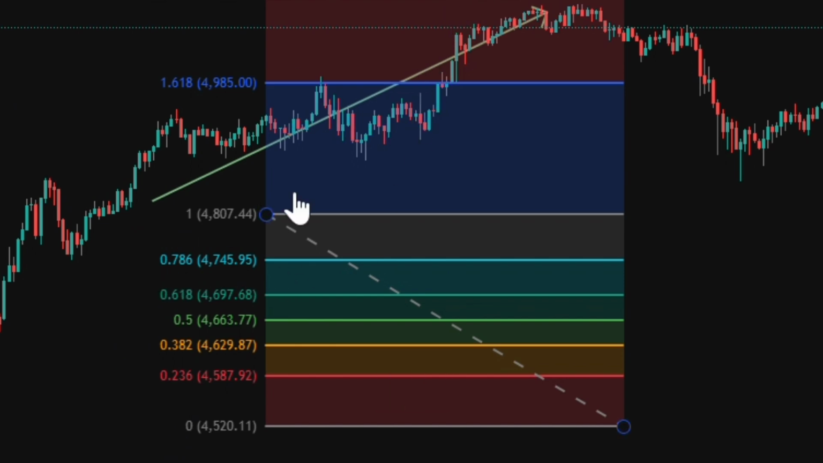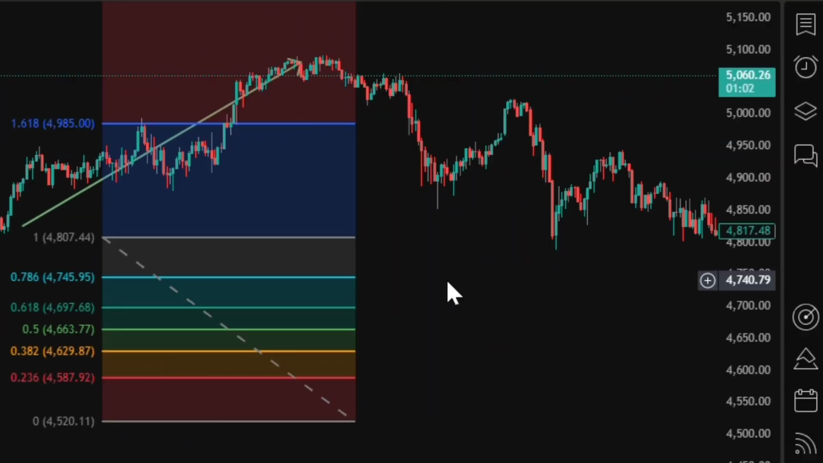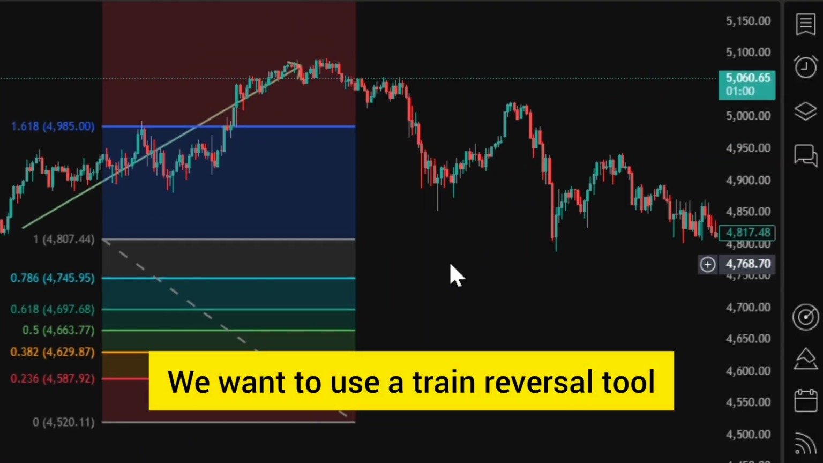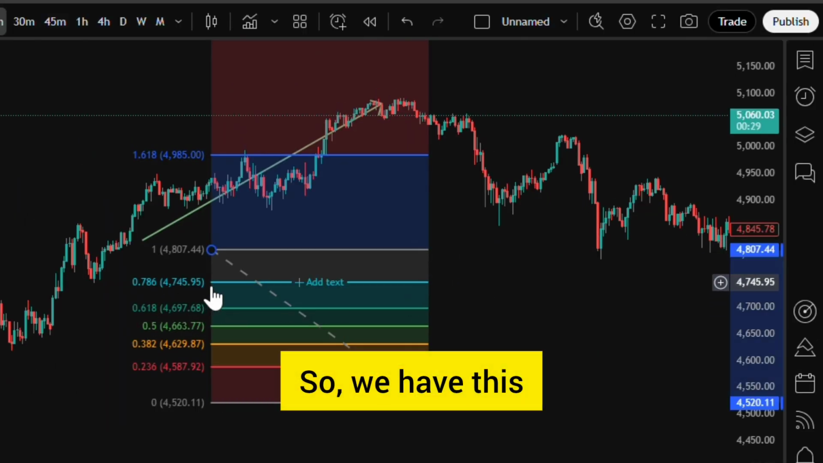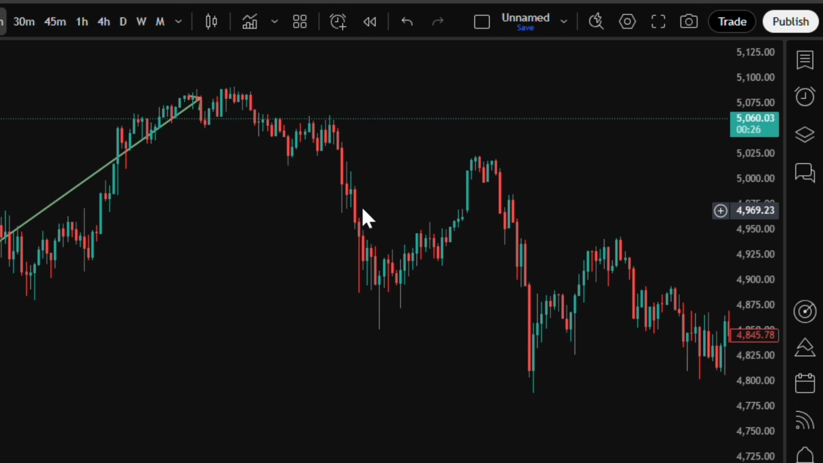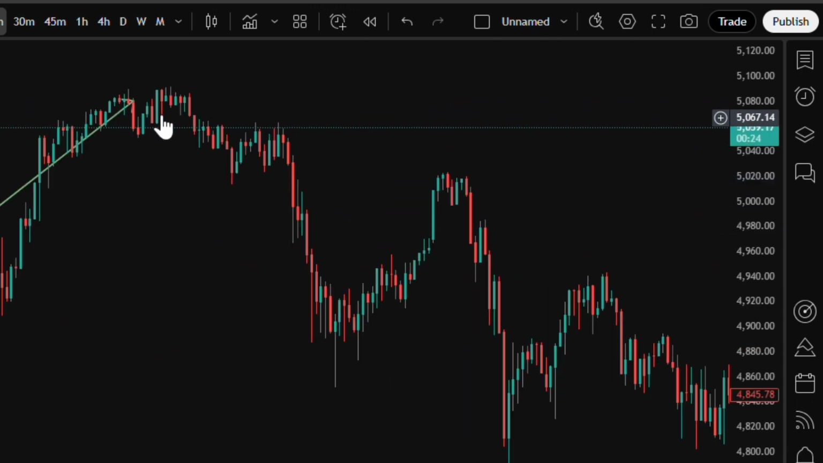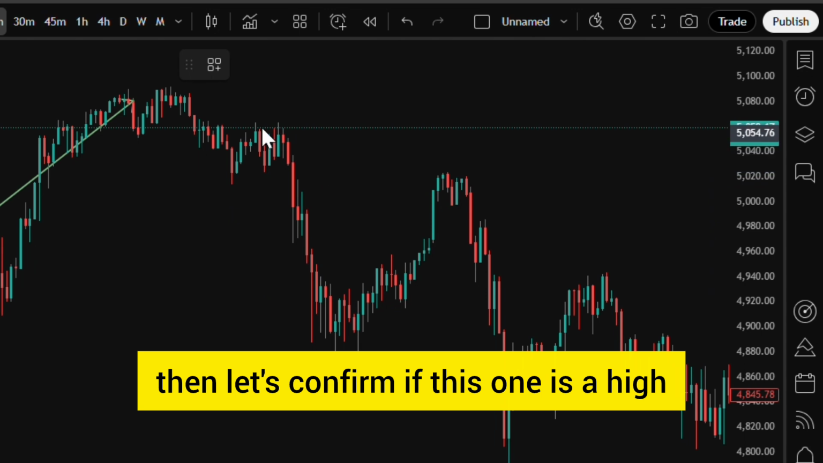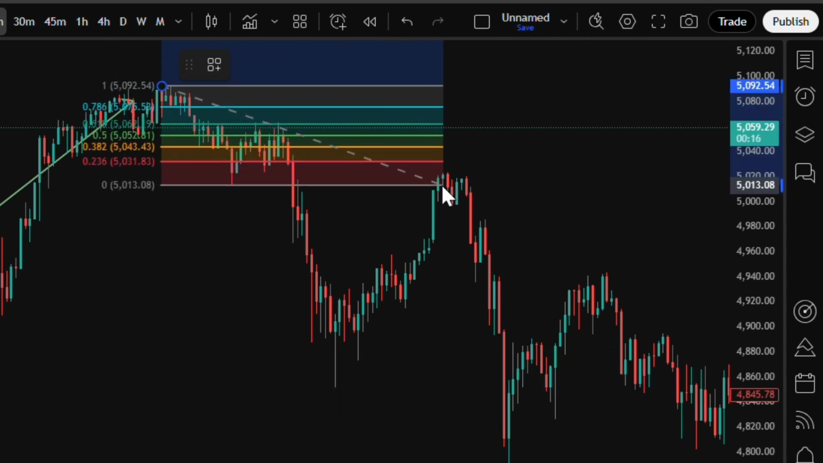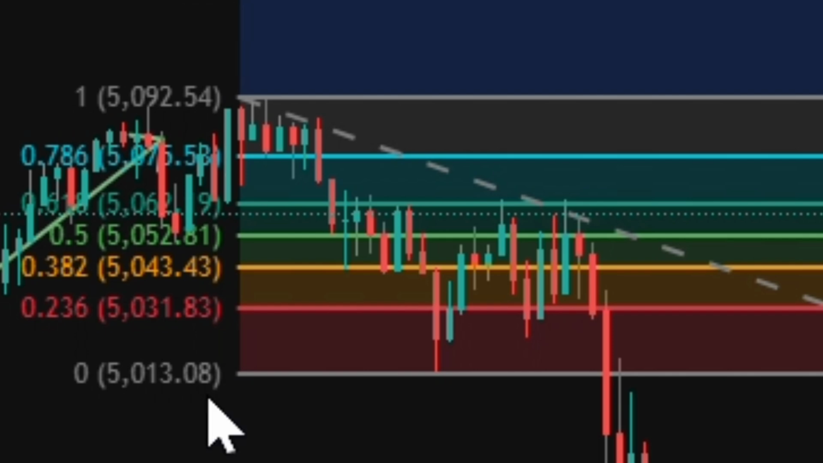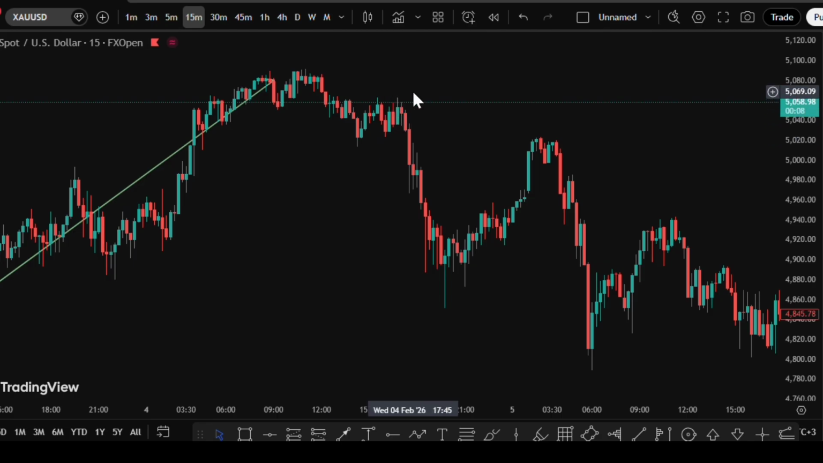So in this case, we want to use a trend reversal tool. So a trend reversal tool is 0.786. So we have this high, we have the low. Then let's confirm if this one is a high. We take this high to this low. As you can see, this is a new high because it reached 0.382. This is our new high.